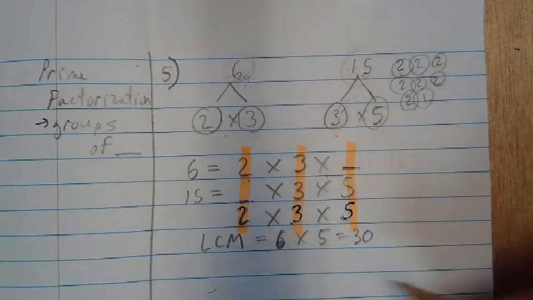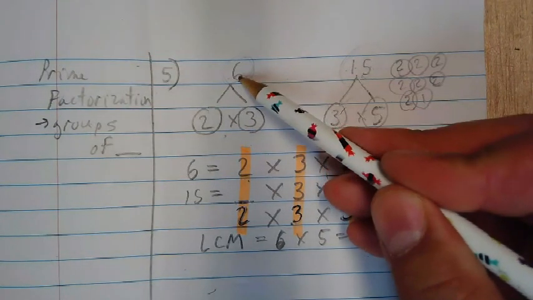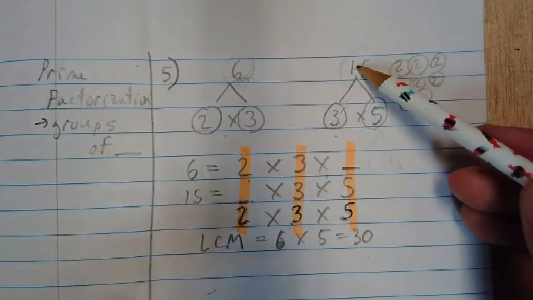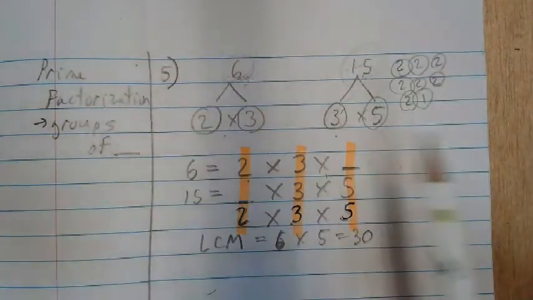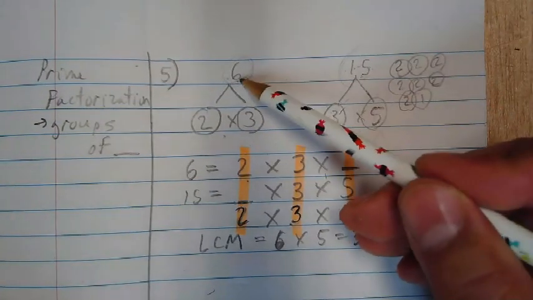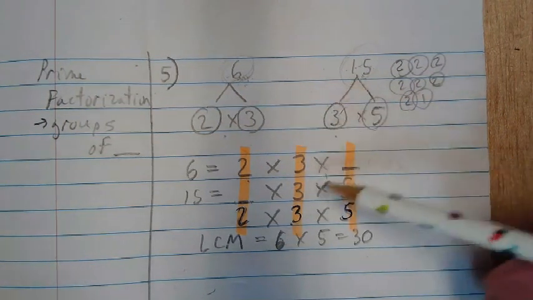Now, here's the thing. Why don't I ever start with 1? Because I think someone might be asking, why can't I start with 1? Well, if I do that, I'll just be doing this forever. 1 times 15, 1 times 15, 1 times 15. You don't want to do that. That's why we never start with 1. You have to assume, again, 1 is always a factor. You can always make a group of 1 out of any whole number.